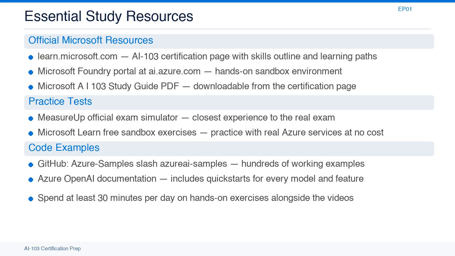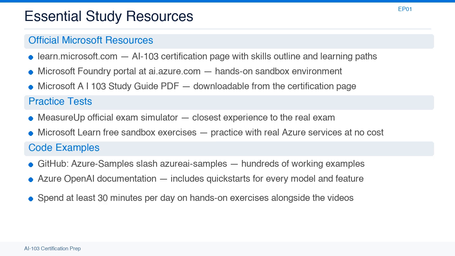Here are the essential resources for your AI-103 study. The official Microsoft Learn page for this certification is your starting point. It has the complete skills outline, free learning paths, and sandbox exercises that let you practice with real Azure services at no cost. The Microsoft AI-103 study guide is downloadable as a PDF from the certification page and maps each learning objective to specific Microsoft Learn modules.